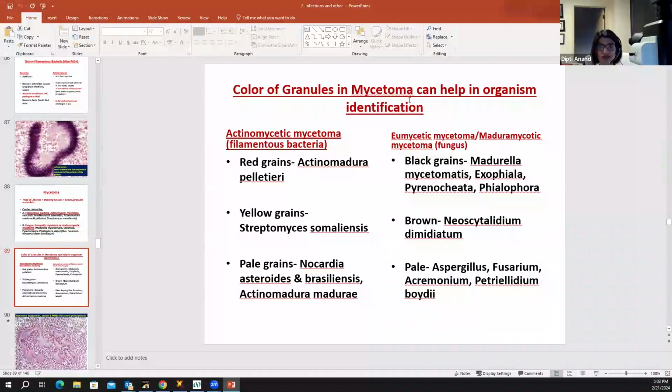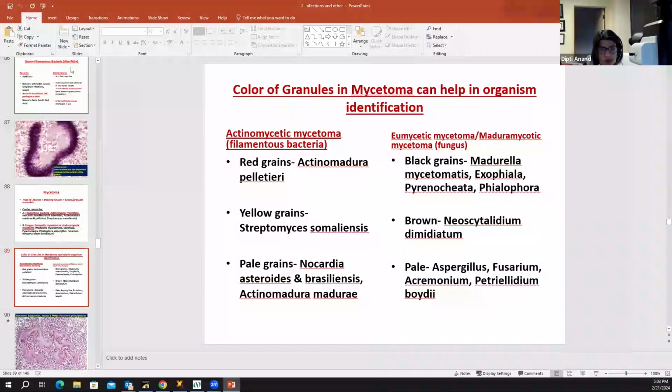So mycetoma is not a fungal ball, but it is a triad of suppuration, abscess, and granules. And those granules can be either fungal or bacterial. The bacterial cause is most commonly Nocardia or Actinomadura, and the most common fungus is Madurella mycetomatis. So you need to memorize that. And that's how the histology would look.